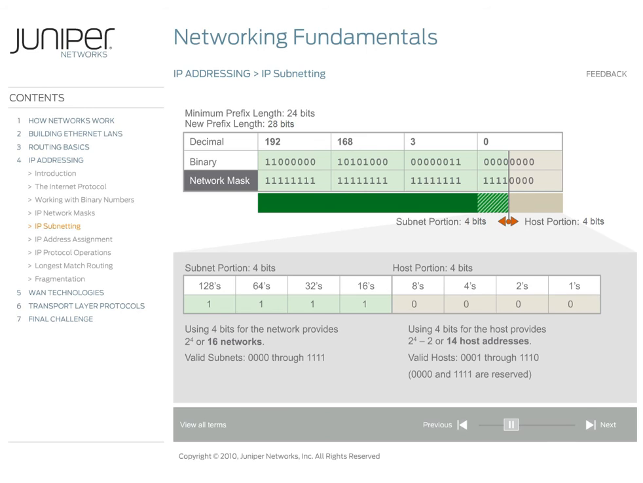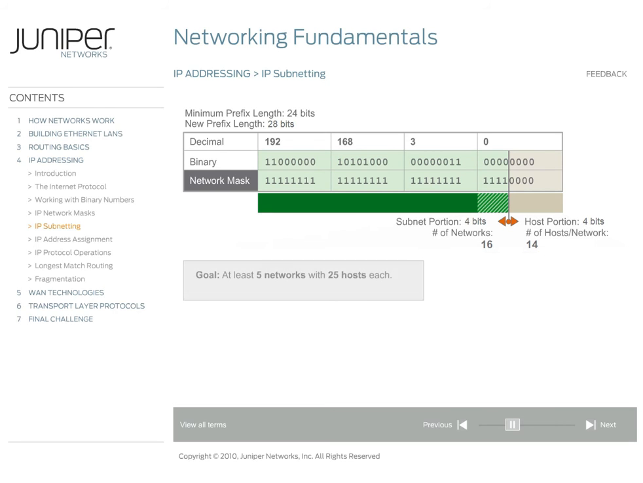Remember that we always subtract 2 from the number of possible hosts because there are 2 reserved addresses. In the scenario we presented at the start of this section, you need at least 5 networks with 25 hosts each. With a network with a prefix length of 28 bits as shown on screen, you wouldn't have enough hosts per network to meet your goal.